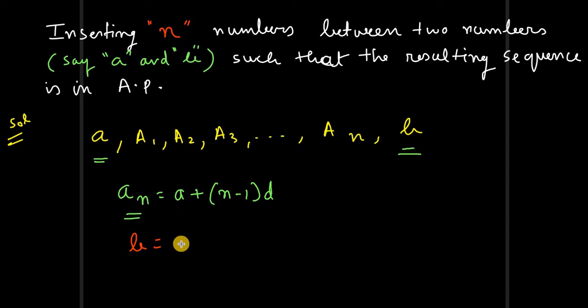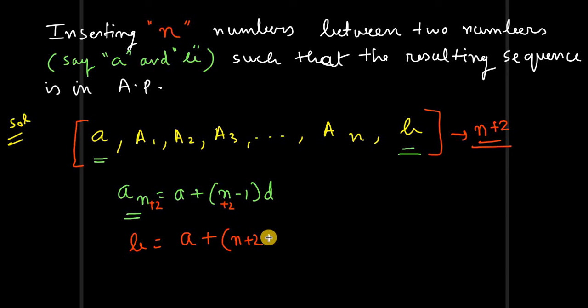Now over here we have A as the first term, so A. Now n will be n plus 2 here. I think you know why, because in this particular sequence, we have in total n plus 2 elements, right? So n plus 2 minus 1 into D. From here we will get B is equal to A plus n plus 1 into D.